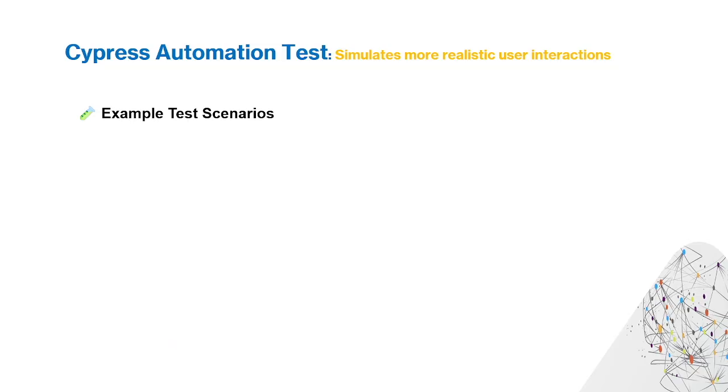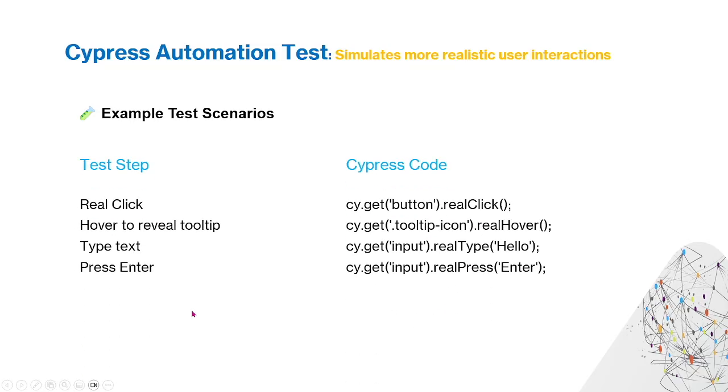Example test scenarios: realClick, Cypress get a button and realClick it. Hover to tooltip, Cypress get a tooltip icon, realHover it. Type text, Cypress get input, realType hello. Press Enter, Cypress get input, realPress Enter.